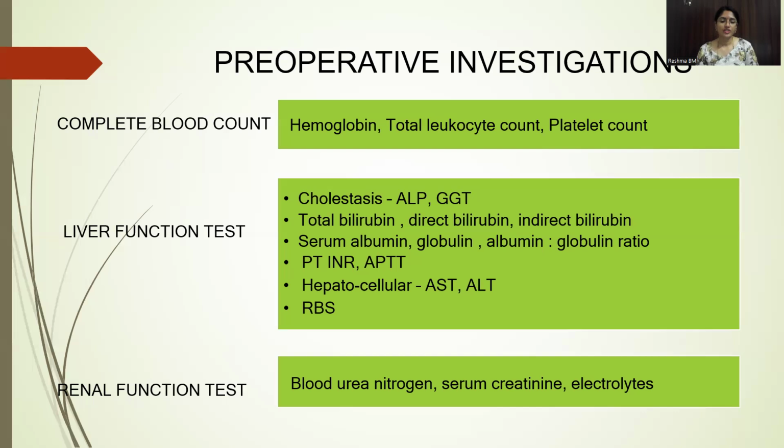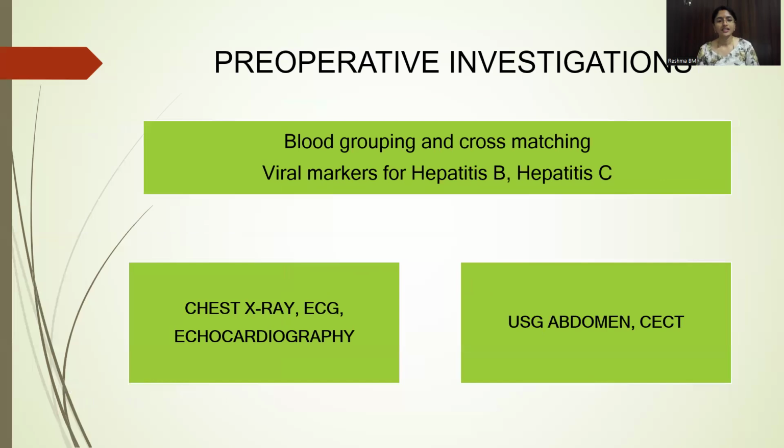These patients have reduced glycogen reserves, hence are prone to hypoglycemia, hence a random blood sugar is advised. Some patients may have renal impairment, hence renal function tests are done. Other tests that are required are blood grouping and cross-matching, viral markers for hepatitis B and C, chest X-ray, ECG, echocardiography. Ultrasound abdomen and CECT are required for confirming the diagnosis, to know the cause of obstruction, level of obstruction, and the involvement of intravascular structures.